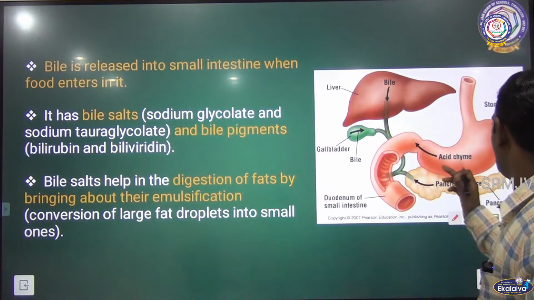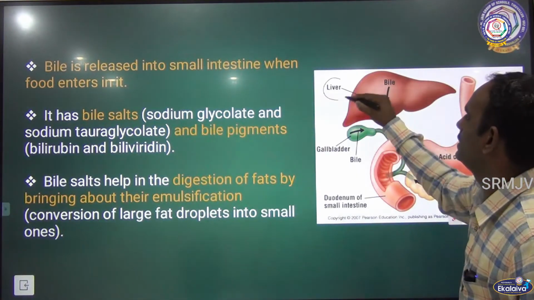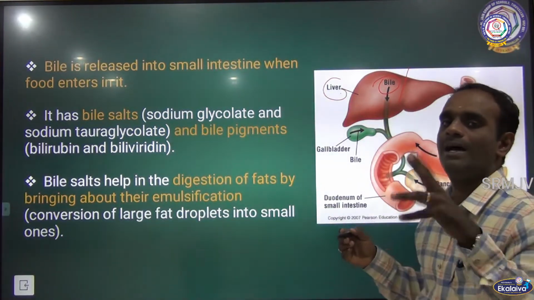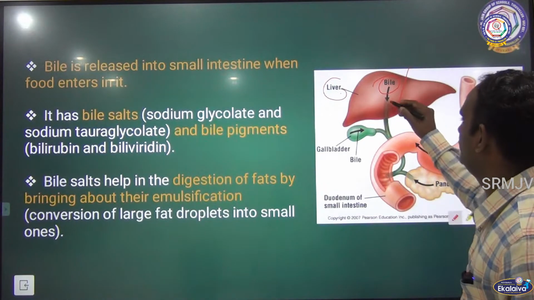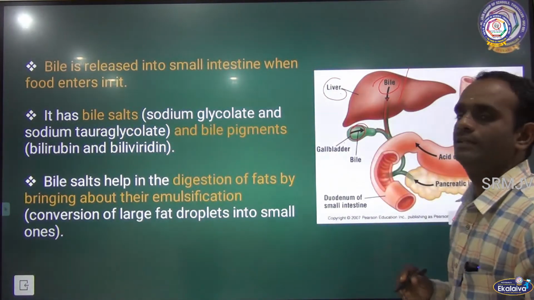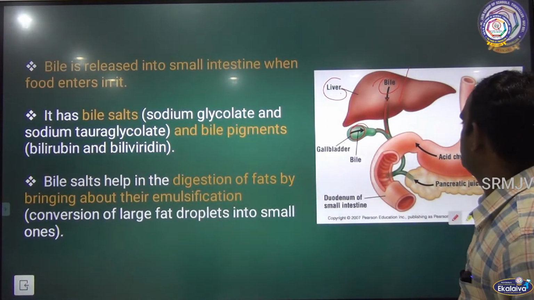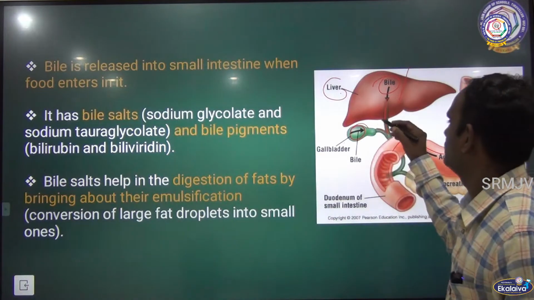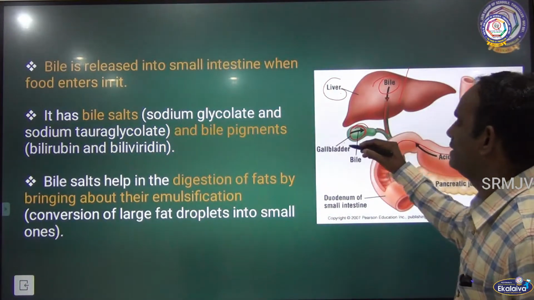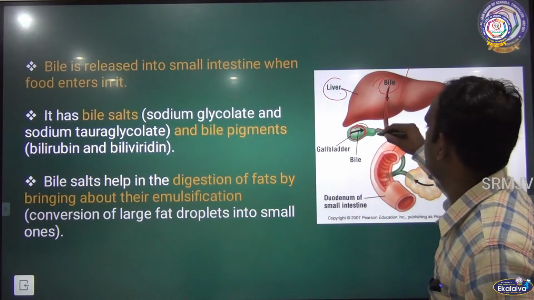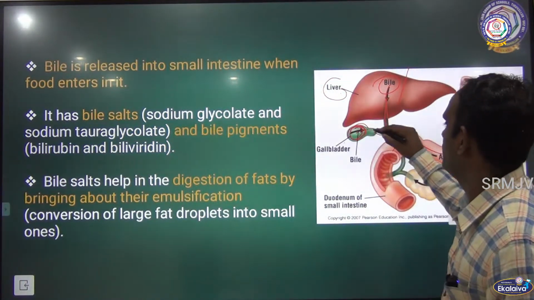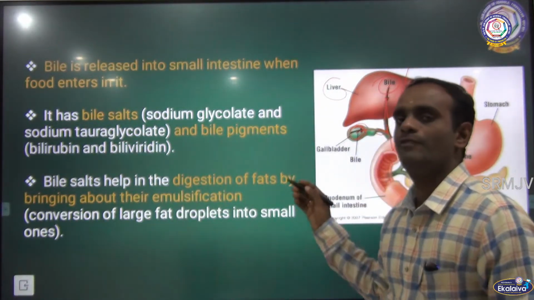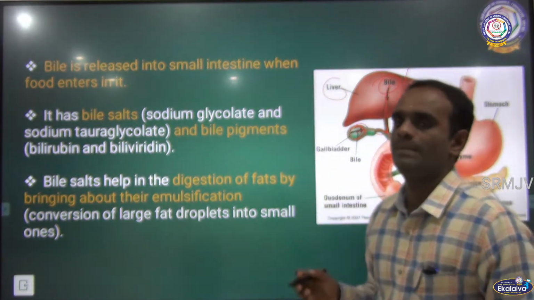See here, all the liver secretion is called bile. Liver secretes bile. Bile is a combination of bile salts and bile pigment. All the secretions are temporarily stored in the gallbladder. When the food enters the stomach or the intestine, the bile is released from the gallbladder. So all this bile enters the small intestine. Clear? So bile salts help in the digestion of fat by bringing about their emulsification.